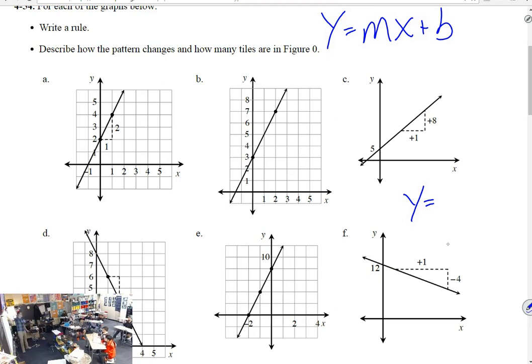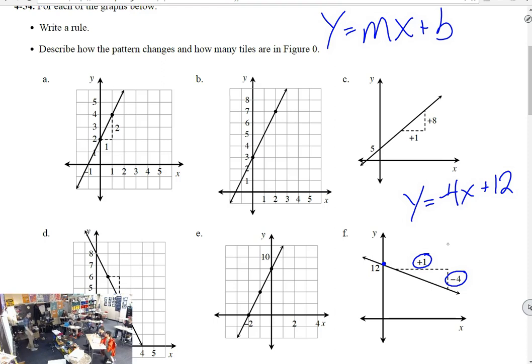M is slope, change, how y changes as x changes. B is y-intercept, where the line hits the y. It tells me the y-intercept very easily. It's 12. I then have to figure out my slope based off the change in y compared to the change in x. So it's negative 4 over 1, which is just negative 4, negative 4x plus 12. You have plenty of time to get the other 5 of these done.